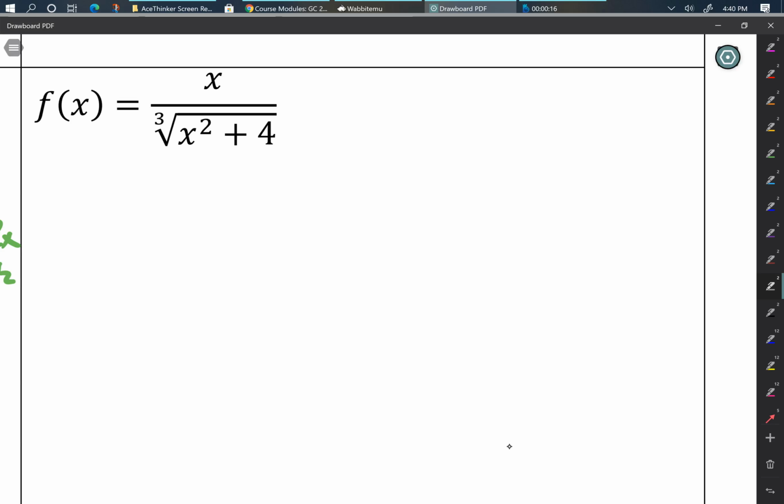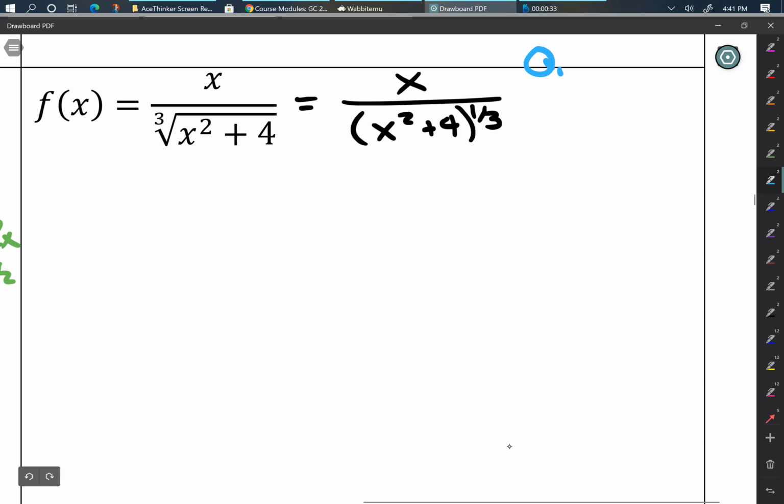I'm hoping you're seeing what I'm seeing. First off, we don't have a rule for roots, so we're going to rewrite this as x divided by x squared plus 4 to the 1/3. And then I hope what you're seeing is that we have a quotient rule with a chain hiding inside of it.